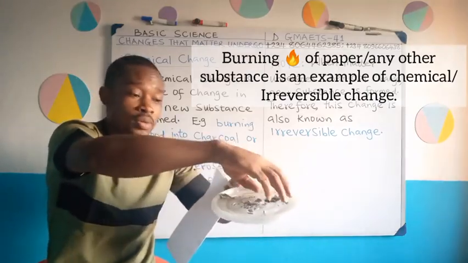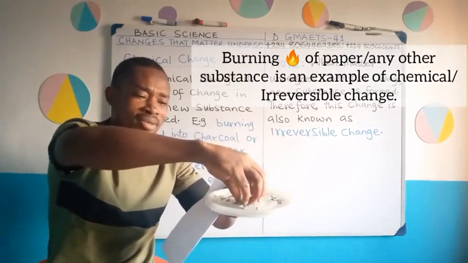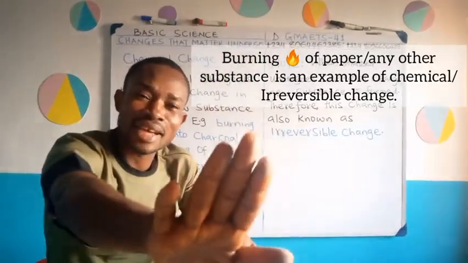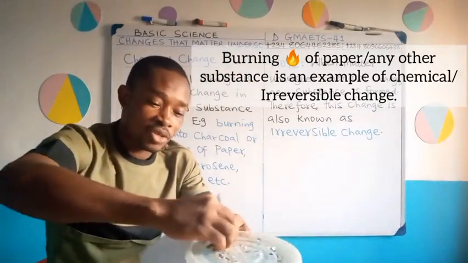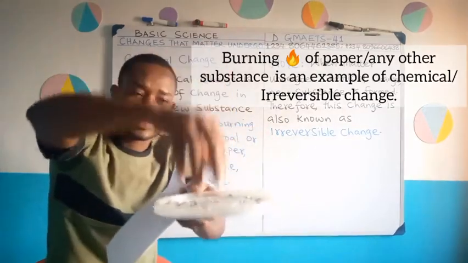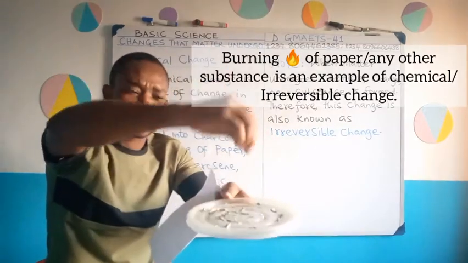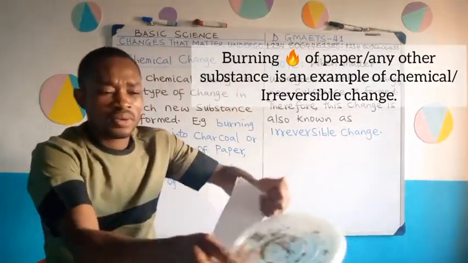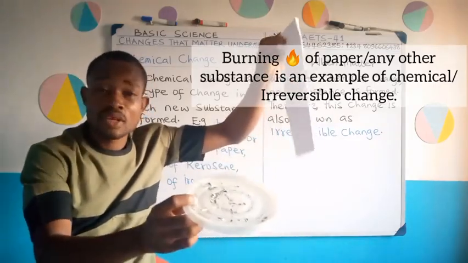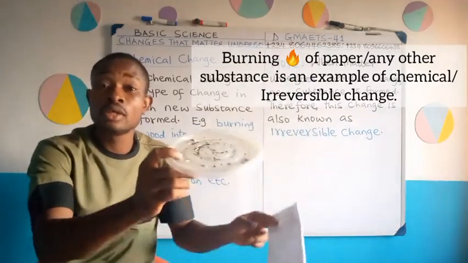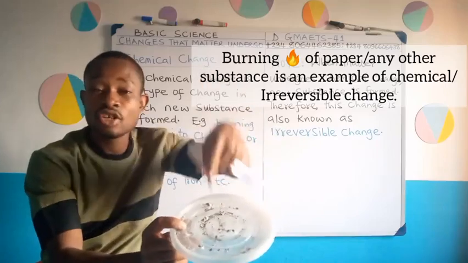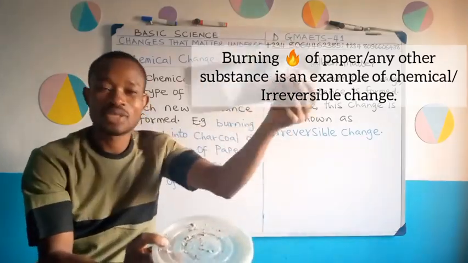Let me try to pack them up and you see. Do you see this? Oh my God, it has stained my fingers. So just look. If you hold this, it's changing to something like powder. So can you change these ashes back to this paper? Not at all. So what has just happened here is a chemical change. A new substance has been formed, which is ash, and I cannot change these ashes back to this paper.